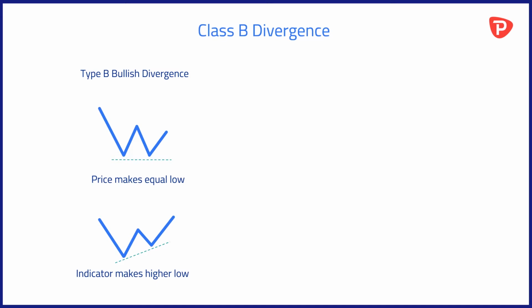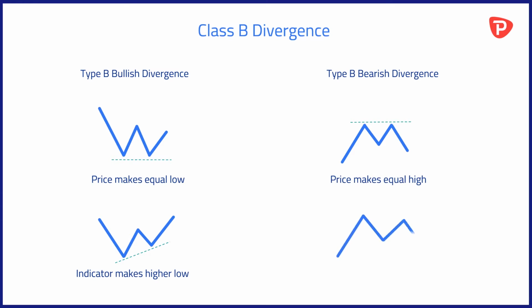Class B bearish divergence occurs when price makes an equal peak and the indicator fails to follow, making a lower peak in the same area.